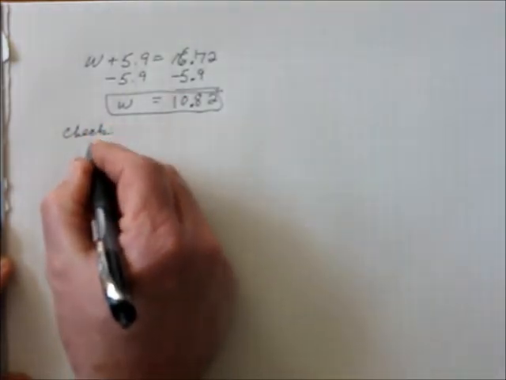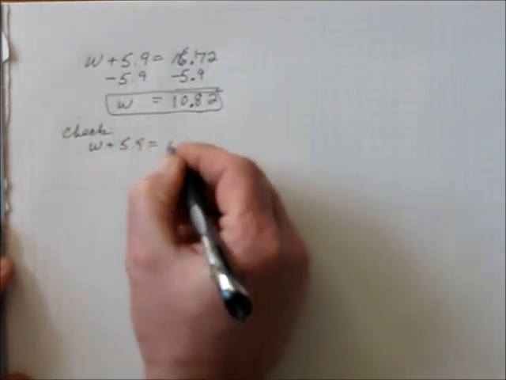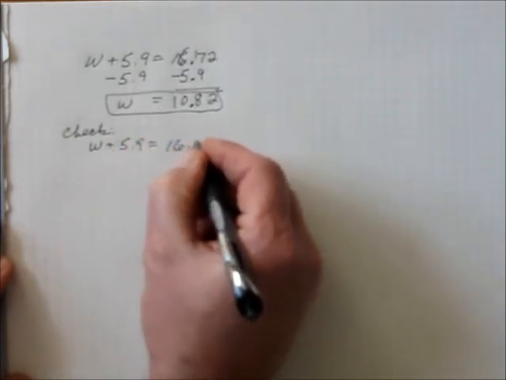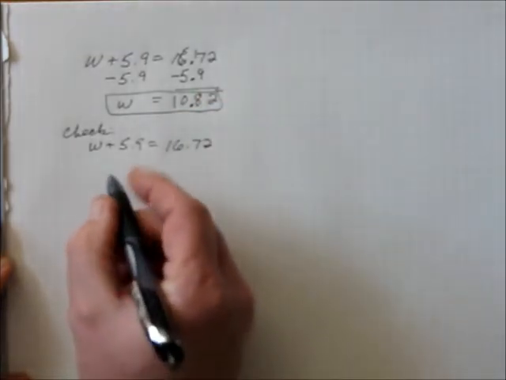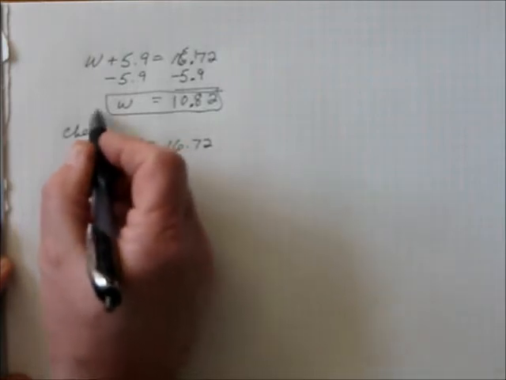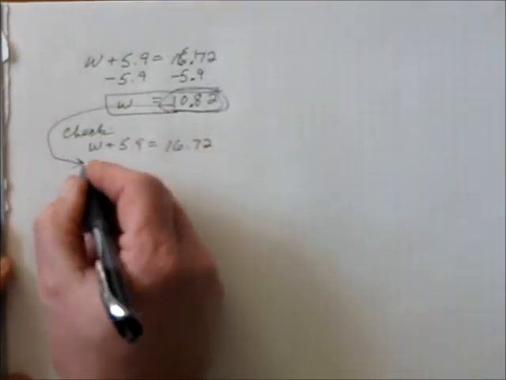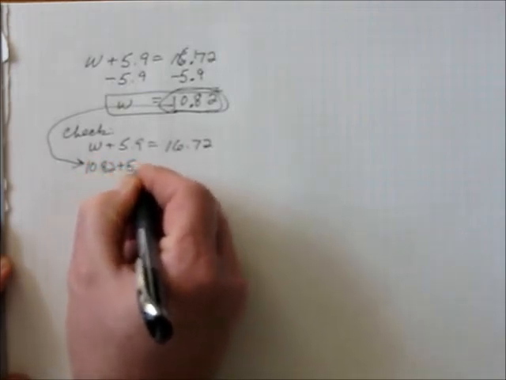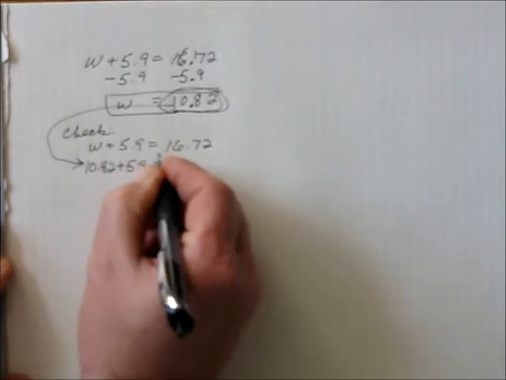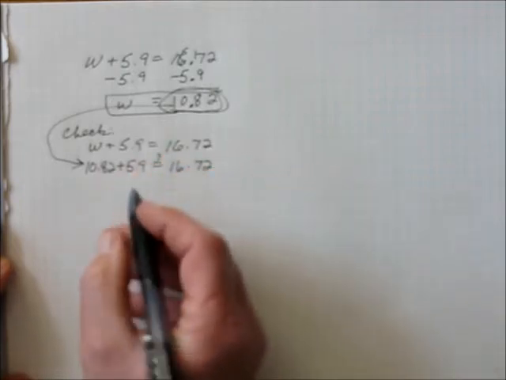To check it, we check it the same way we've always checked things. We rewrite the original equation: W plus 5.9 is equal to 16.72. That's just the original equation up here. We're going to now substitute what we said was W in for W. And so we have 10.82 plus 5.9. Is that equal to 16.72? And so we're going to check it.